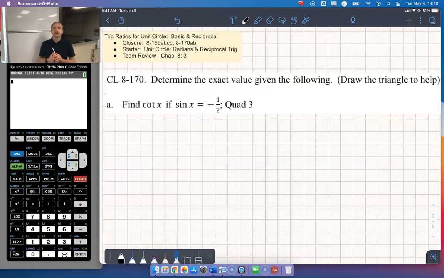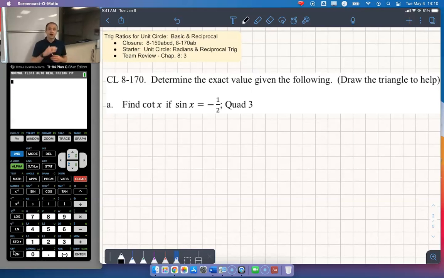And now we're on trig ratios for the unit circle. Actually, I'm going to phrase this a little bit differently: trig ratios for right triangles, because that's really what you're looking at. We're going to do basic and reciprocal trig. Basic means sine, cosine, tangent, and then reciprocal trig means cosecant, secant, cotangent.